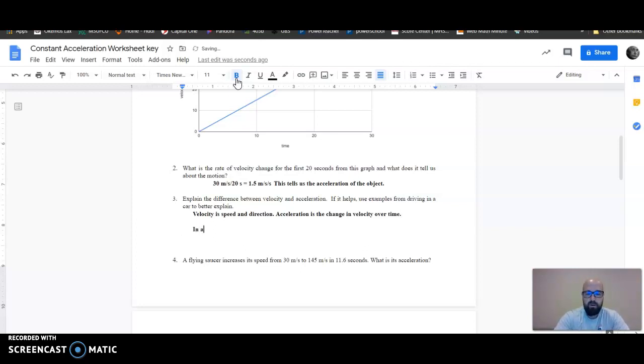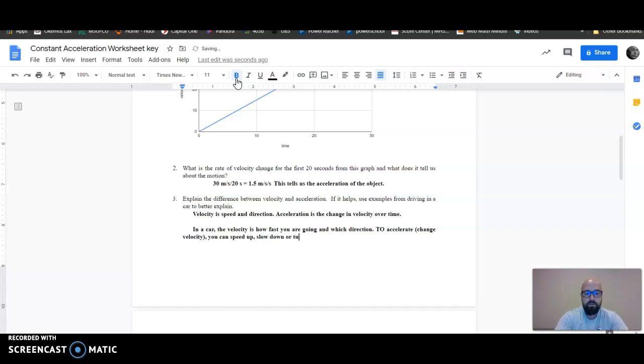So in a car, the velocity is how fast you are going and which direction. So you might be going like 55 miles per hour west. To accelerate or change velocity, we talked about 3 things you could do in class. You can speed up, slow down, or turn, change direction. So let me just fix that. And I mean to accelerate in the car, to keep it on that.